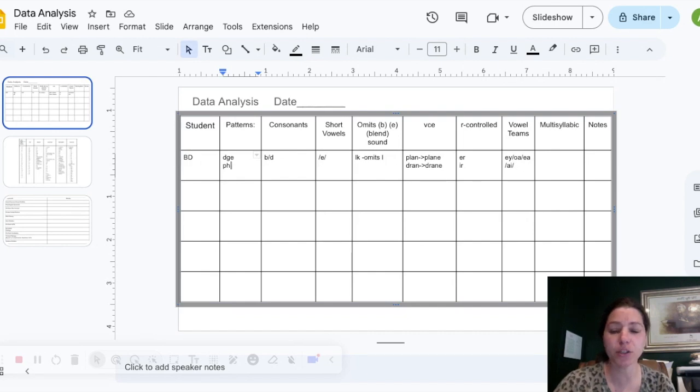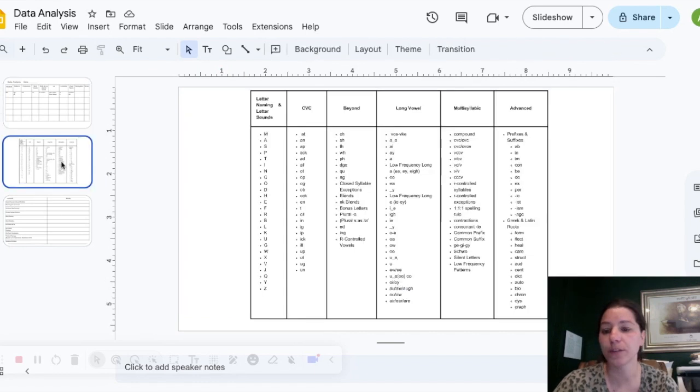As I mentioned to you previously, the starting point for the student is going to be long vowel patterns. And we are actually going to follow this progression that I'm going to show you. We are going to start with vowel consonant E patterns.